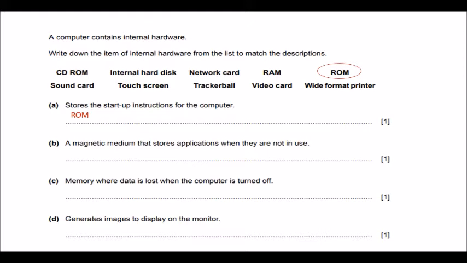Magnetic medium, the one that stores application. What is that? That is internal hard disk. Is the one that stores information, store application files, as I mentioned earlier. That is internal hard disk. Next, memory, where data is lost when the computer is turned off, just like the previous question. What is that? Excellent. Random access memory.